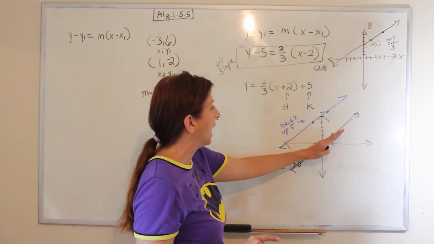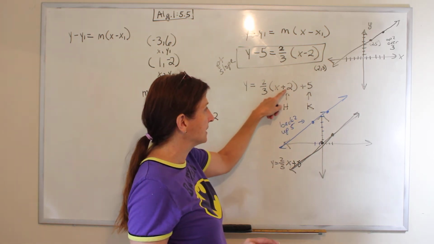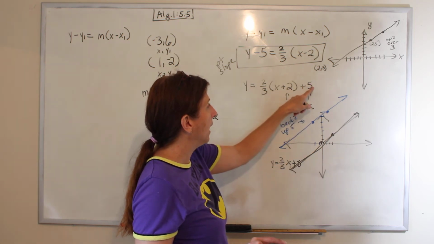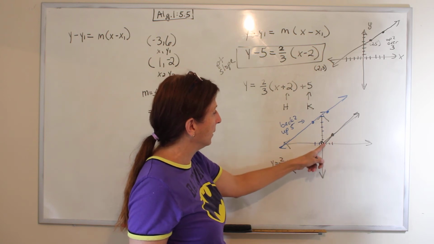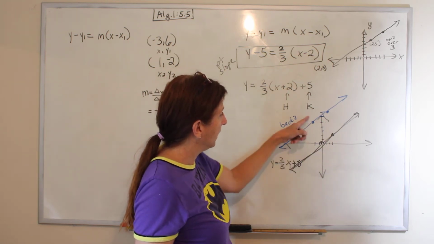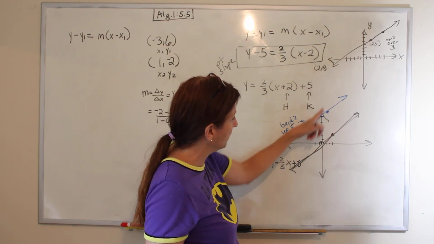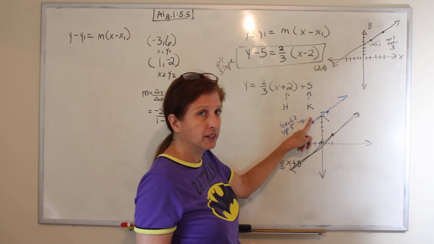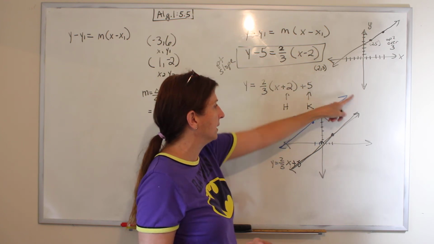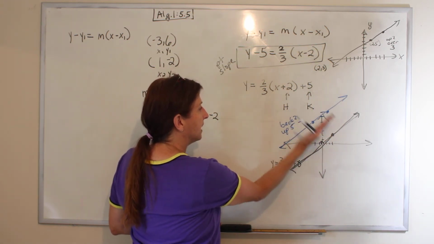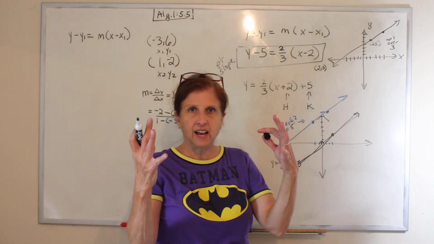Okay, so that means our line, we shifted back 2, the opposite sign of this, and then it's the same sign for K, up 5. So we went back 2 and up 5 and put a dot. And then I used the slope, and I went up 2 over 3, put another dot, and you can see that this line is shifted back 2 and up 5 from the other line. So just get that idea in your head.